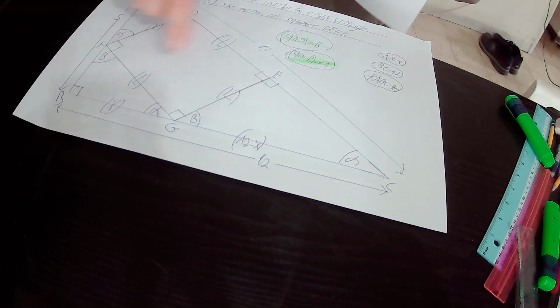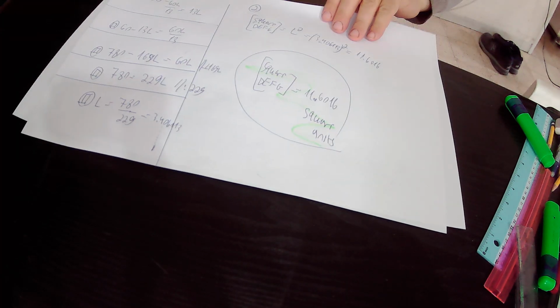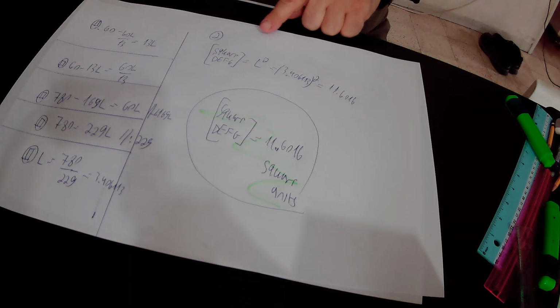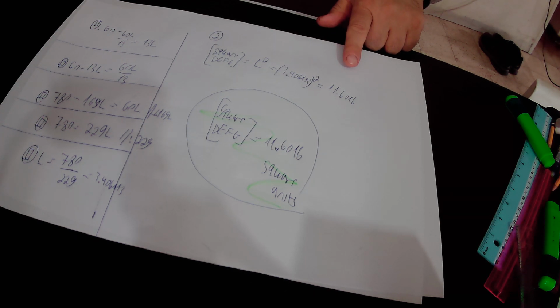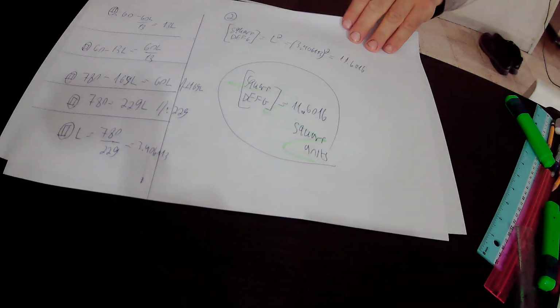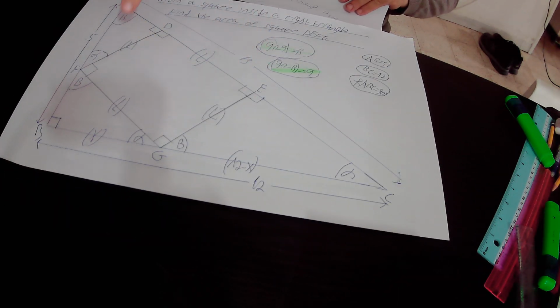So what is the area of this square? The area equals one side squared. One side is L, therefore the area of square DEGF equals L squared. L is 3.40611, therefore L squared is 3.40611 squared, which equals 11.6016. So in conclusion, found out that the area of this square DEGF equals 11.6016 square units.